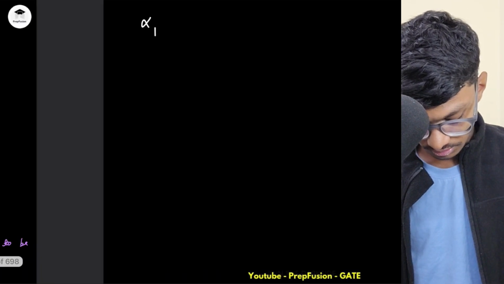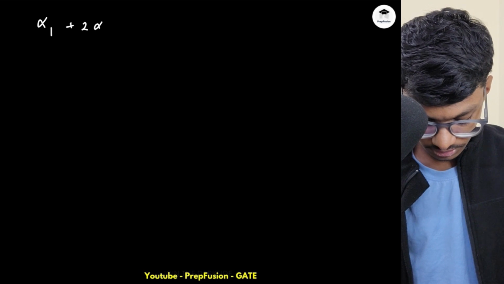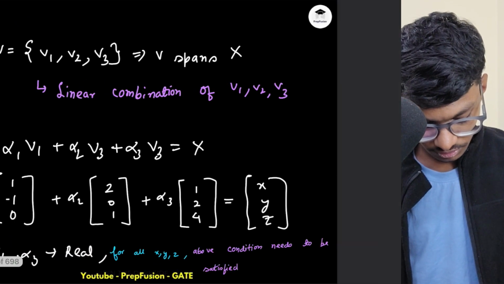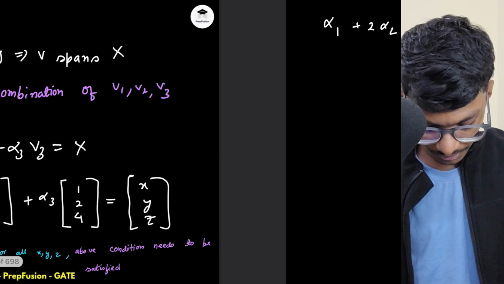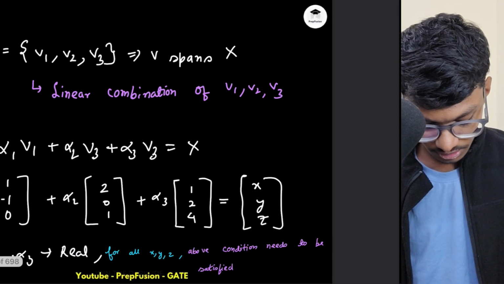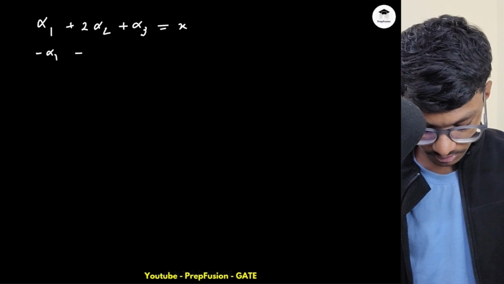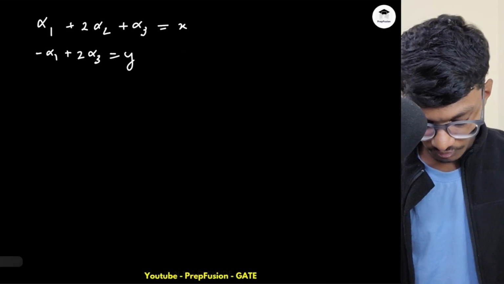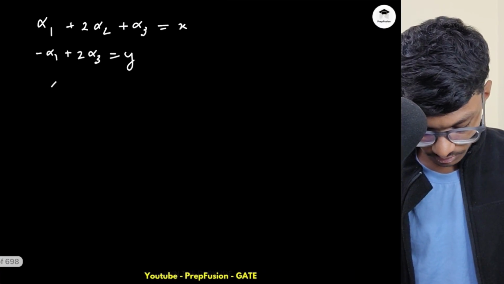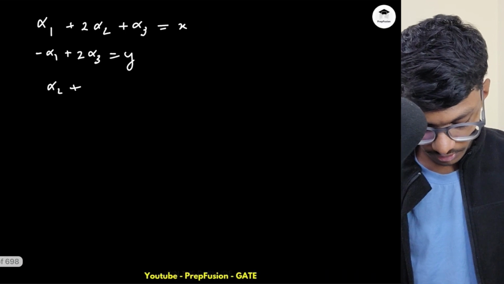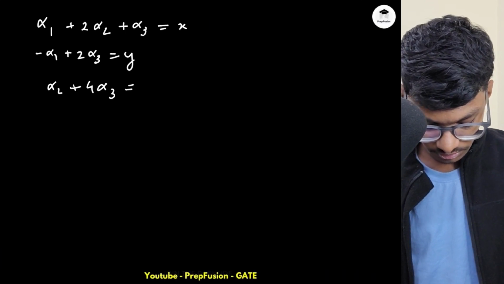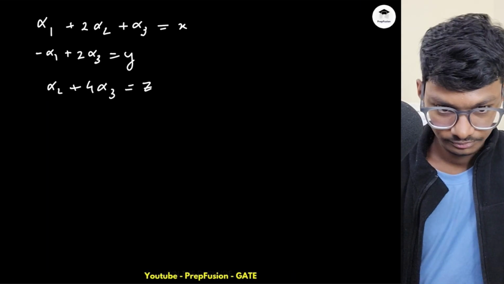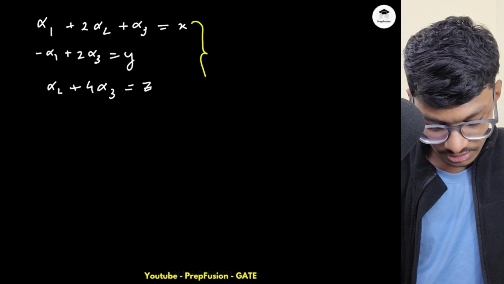Alpha 1 plus 2 alpha 2 plus alpha 3 equals x. Then minus alpha 1, then 0 plus 2 alpha 3 equals y. Then 0, then alpha 2 plus 4 alpha 3 equals z. Okay, equals z. So this is like a system of equations.